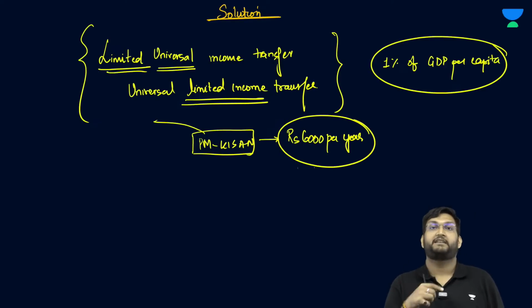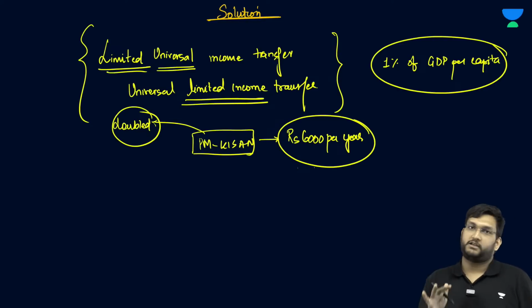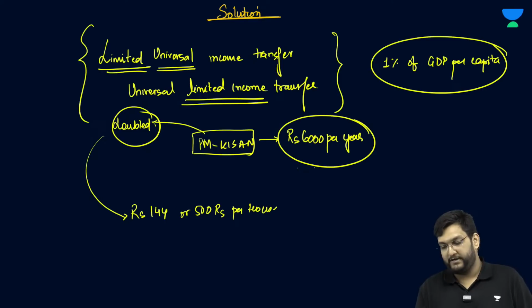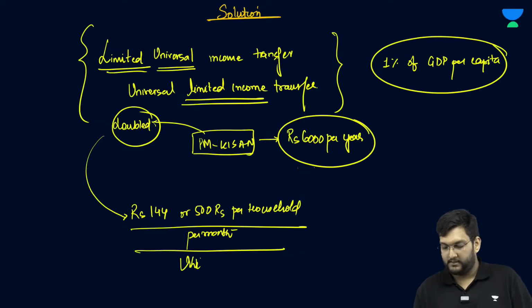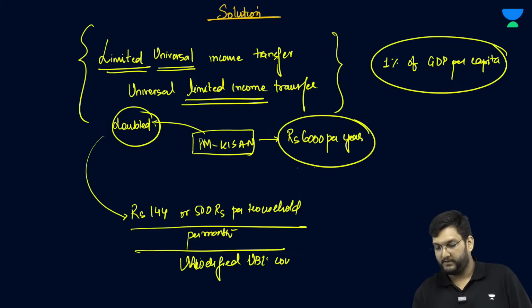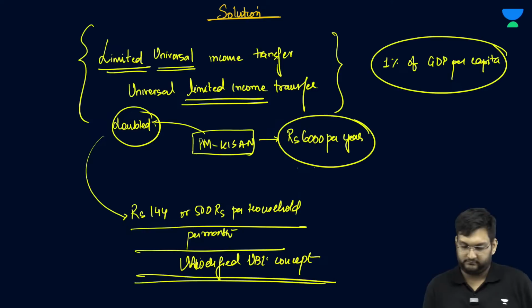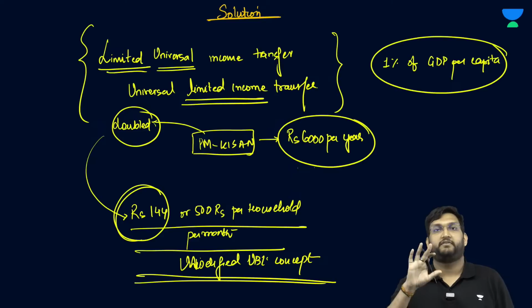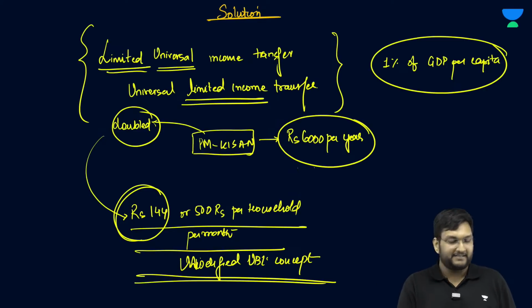If the PM Kisan budgetary expenditure can be doubled, they argue that with the given population of India, rupees 144 or 500 rupees per household can be transferred per month under the UBI, or what we call as modified UBI concept. Now, the question is, is rupees 144 enough? And the answer to the question is no, obviously. Even Tendulkar committee says that it has to be 1,500 per month and 1,800 in urban, 1,500 in rural, 1,600 average. This is not even close to it.